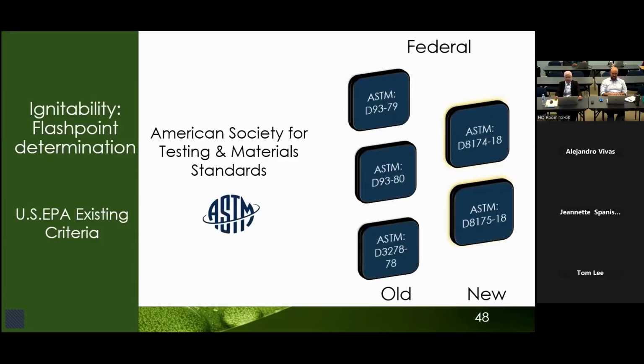Here you can see the federal standards for testing flash points in ignitable liquids. If you want to know how old these standards are, a key is that the last two digits on each method show the year it was published. So we can see these methods to the left are from the 1970s and 80s, and the two on the right are from 2018. Let's take a closer look at what these old versus new test methods actually mean.